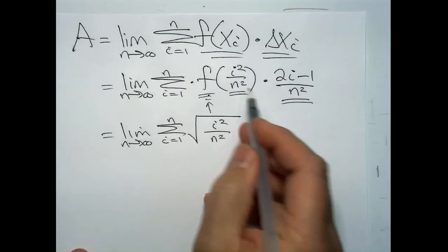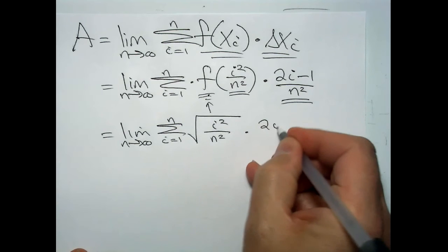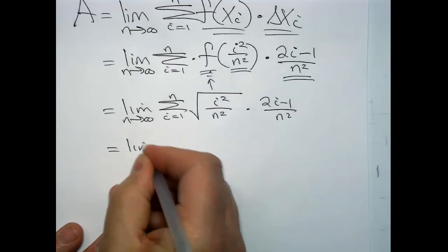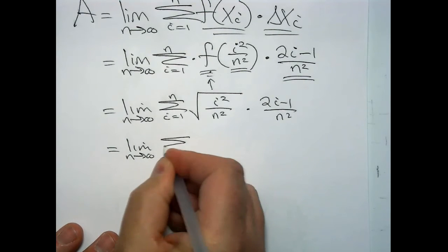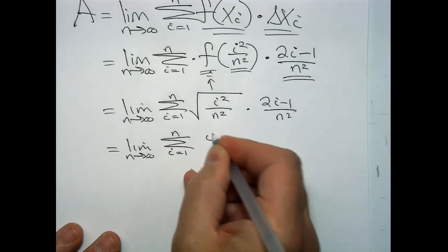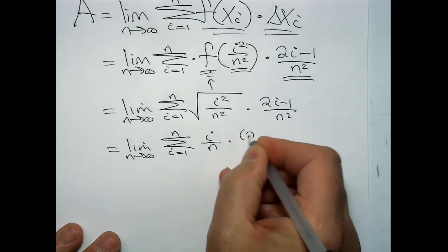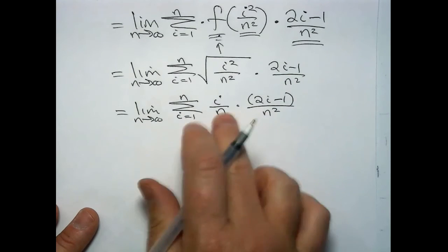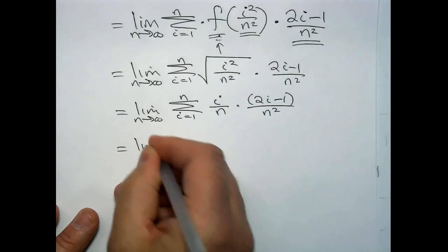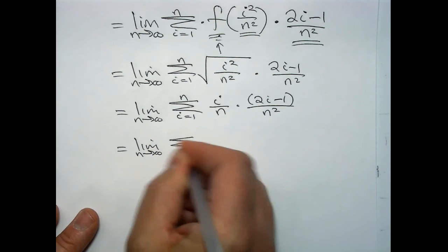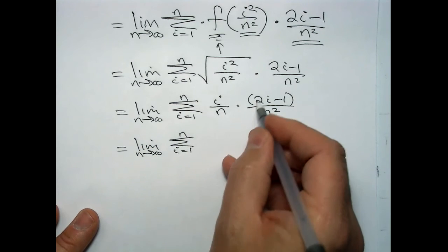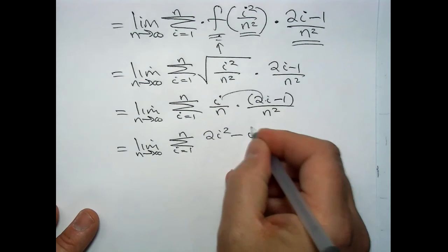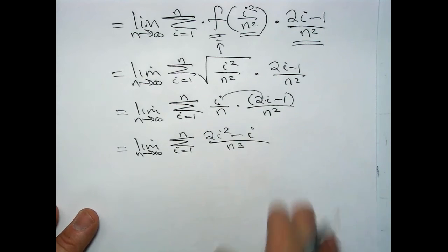Apparently, we chose x sub i well, because now I have the limit as n approaches infinity, the sum from 1 to n of just i over n, but this is delta x sub i over here. And now we do the algebra over here. So we get the limit as n approaches infinity. We get the sigma i equals 1 to n. How about we work this out? (2i squared minus i) all over n cubed.